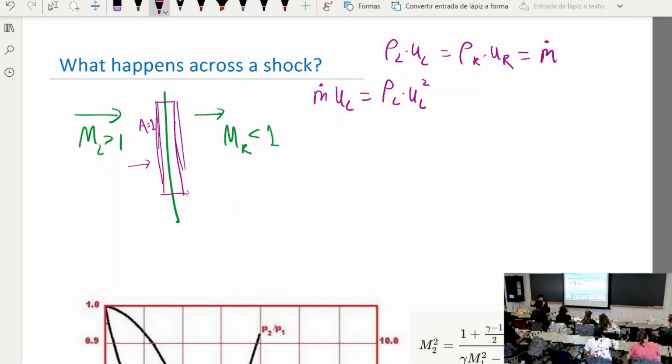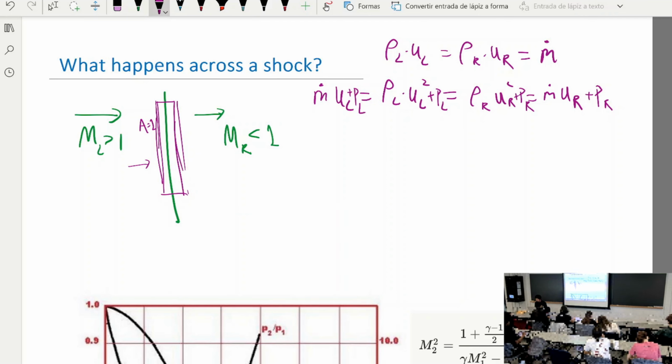M dot is how much mass flows through per unit volume, and U is how much momentum there is per mass, right? That has to equal rho R times UR squared, or m dot times UR. Well, this is actually not true, because there is also a force on the control volume. What is the force? Pressure, exactly. Basically we have to add the PL and the PR onto this to actually have the momentum conservation equation.